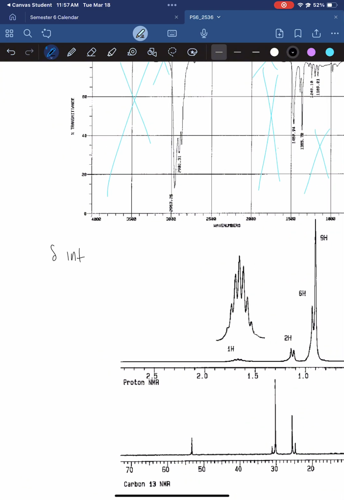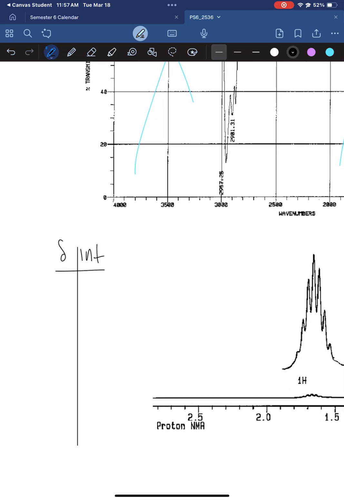Let's draw our chart out, our little t-table, and let's go down the line. At 0.9, we have integration of 9. We've seen this a bunch of times before. What does an integration of around 0.9 typically mean? I can't hear you, but if you said something like there's methyl groups there, you'd be correct. So I'm not even going to bother drawing everything out. I'm just going to go ahead and automatically... Actually, no, I won't do that. That's bad practice.